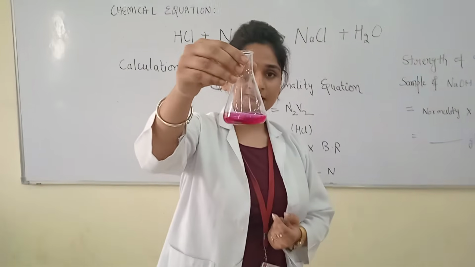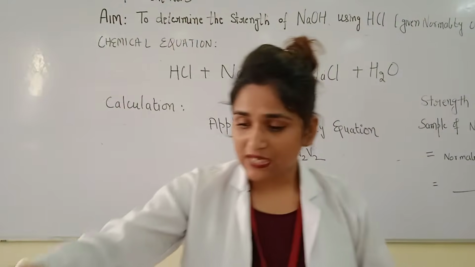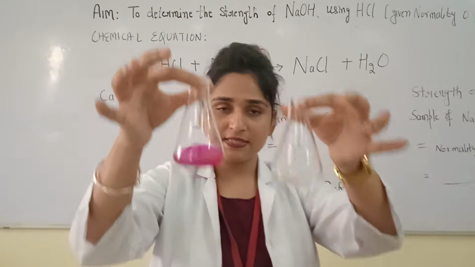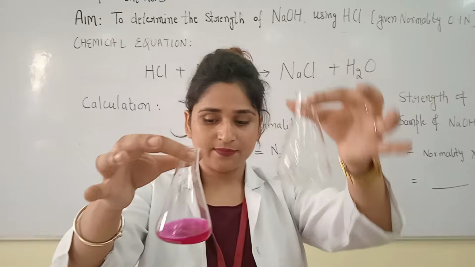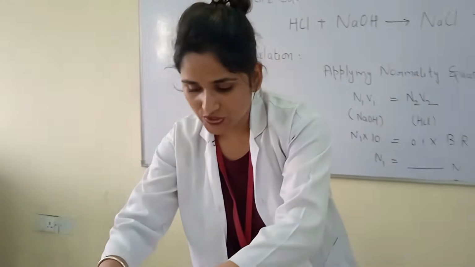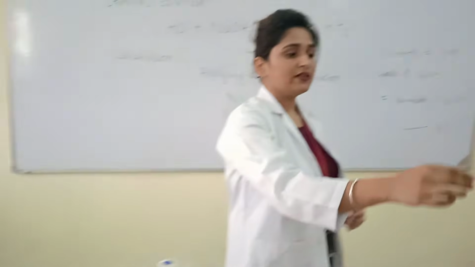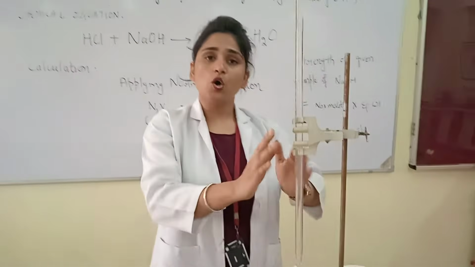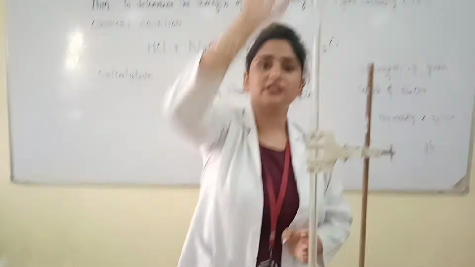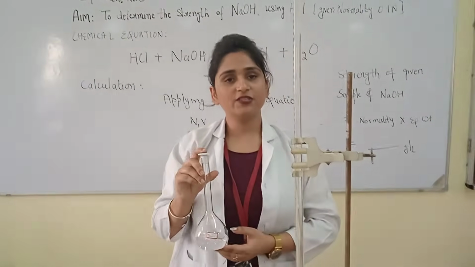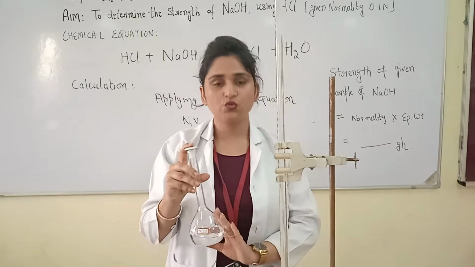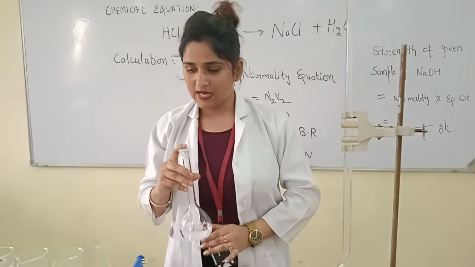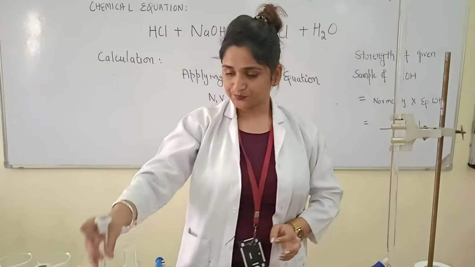You can see this pungent pink color, and when you put the HCl from the burette, you will get the indication: it will become colorless. So let's start with the titration. First of all, rinse the burette with the titrant, whatever substance you are taking, and fill the burette with the funnel. Always prepare the sample in the volumetric flask and label it properly.